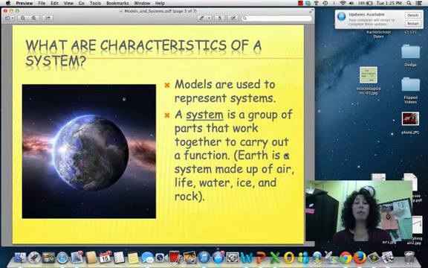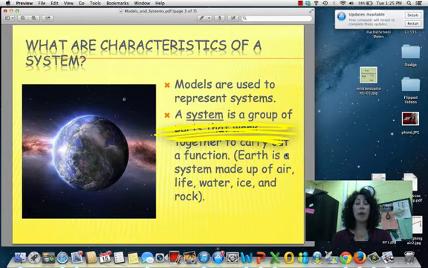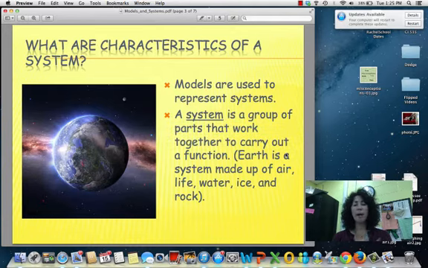Models are used to represent systems as well, not just objects. A system is a group of parts that work together to carry out a function. So, of course, Earth is a system. We have air, life, water, ice, rock, all of these things working together to carry out a function, our lives.